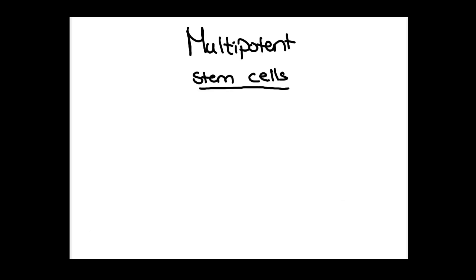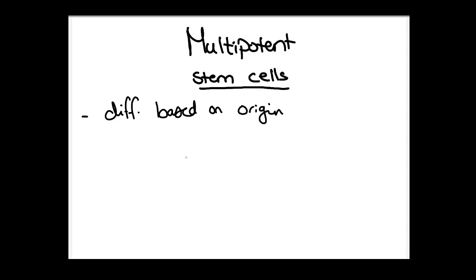They are unspecialized cells that can self-renew and differentiate into specialized cells based on their embryonic origin. So, differentiate based on origin. They can give rise to other cell types, but they're limited in their ability to differentiate. These types of stem cells can be used as a stem cell therapy to treat diseases.